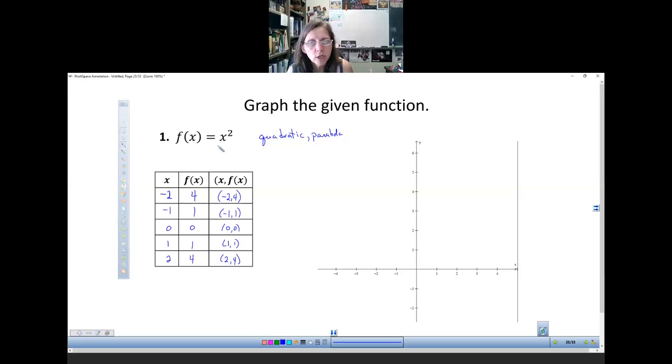We've done this one or a very similar one to this, but I just have more points on here. So when I graph these: (-2, 4), (-1, 1), (0, 0), (1, 1), and (2, 4). The thing I want you to remember is that it doesn't come down to a sharp point. It does curve. I know my graph is terrible. Sorry.